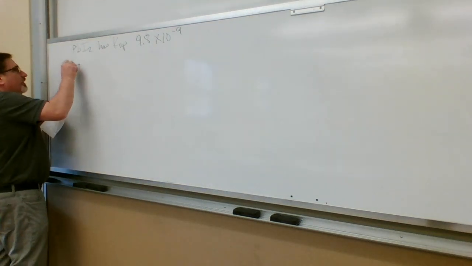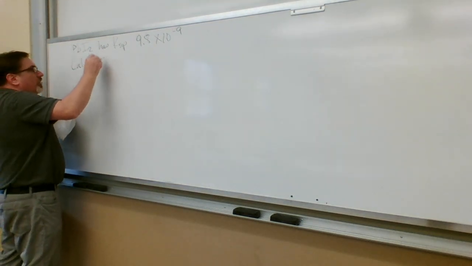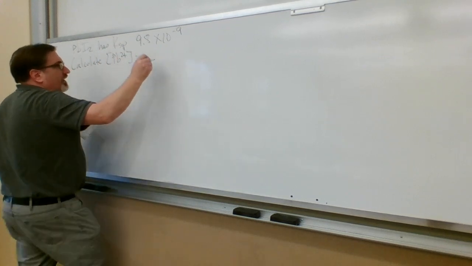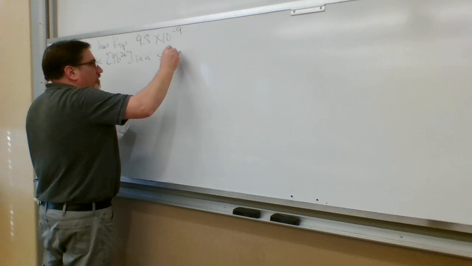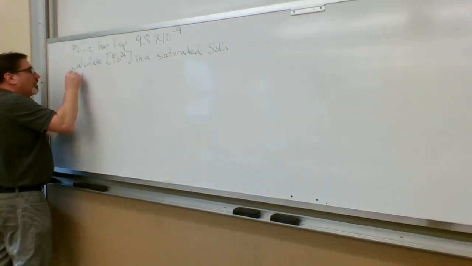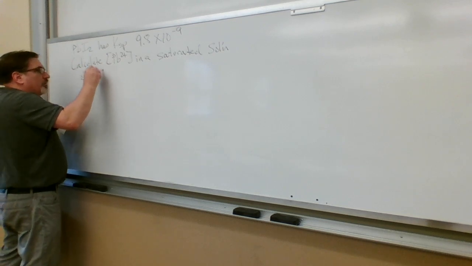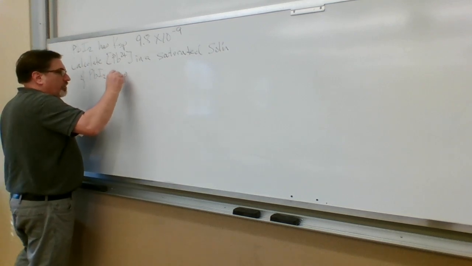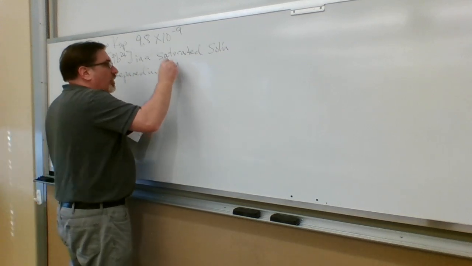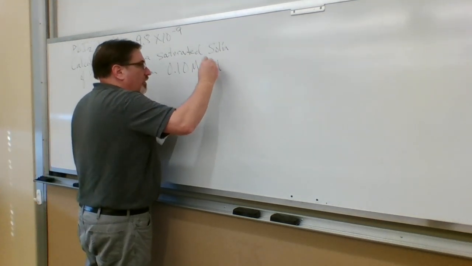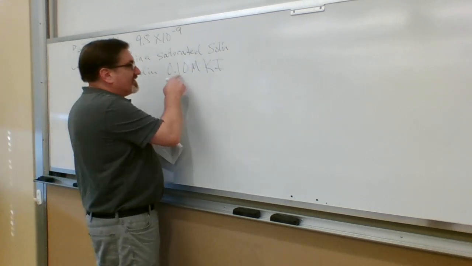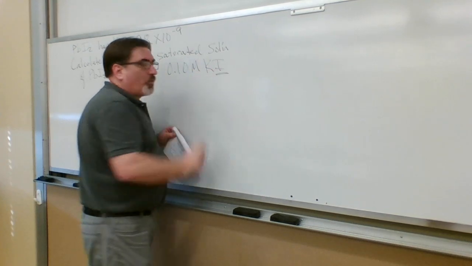So we're going to calculate the concentration of Pb2+ in a saturated solution of PbI2 that's been prepared in 0.10 molar KI. Now what that does for us is it puts a 0.10 molar iodide already in the solution.